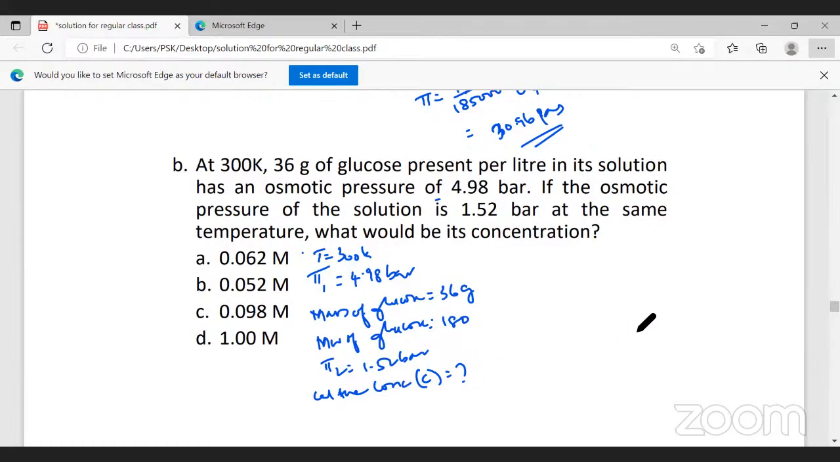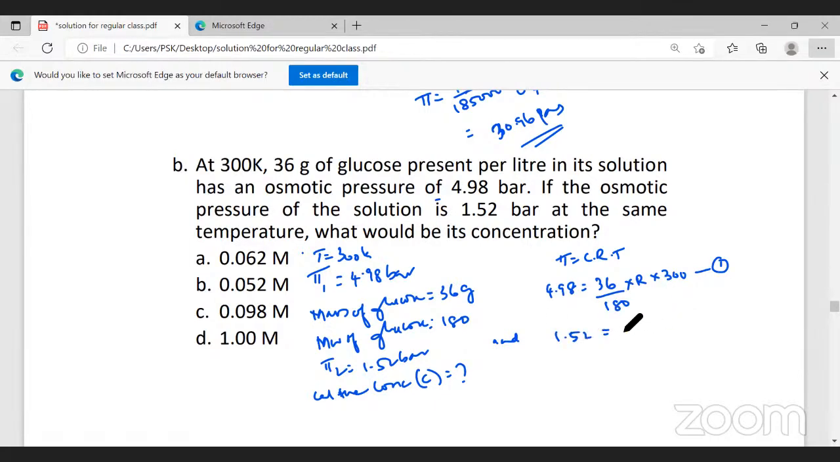So what's the formula? We know that pi 1 is equal to the concentration, which is 36 divided by 180 into R, and the temperature is 300. We'll mark this as equation number 1. And for the second osmotic pressure, they've given us 1.52.